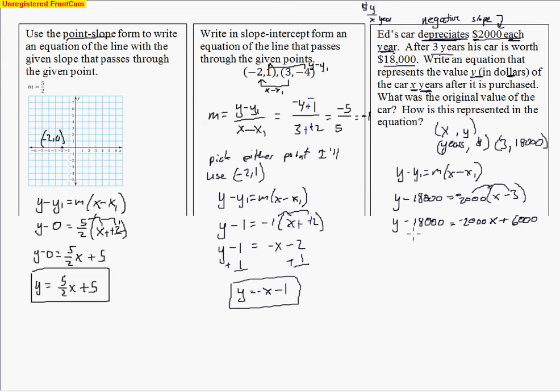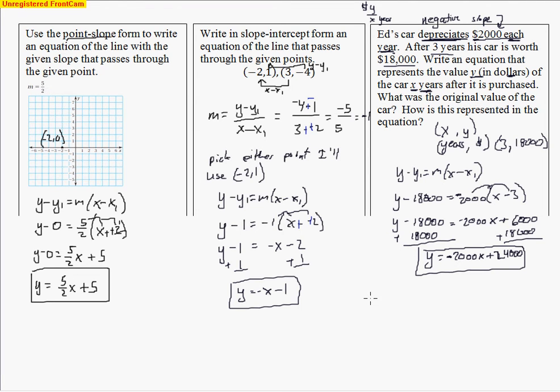So from that point, I just do opposite operations. I'll add that 18,000 to both sides, and I'll end up with 24,000. So y equals -2,000x plus 24,000. So that's the equation. They said to write the equation to represent the situation. And then they say, what was the original value?